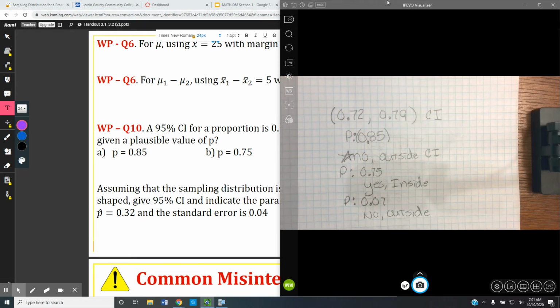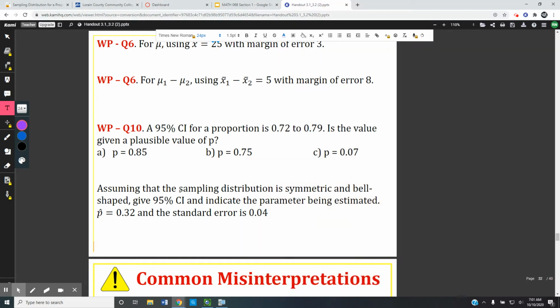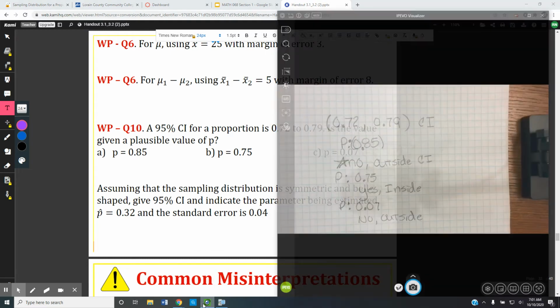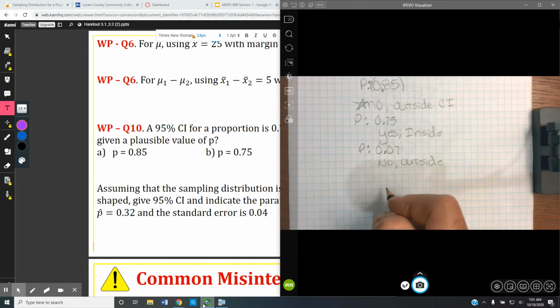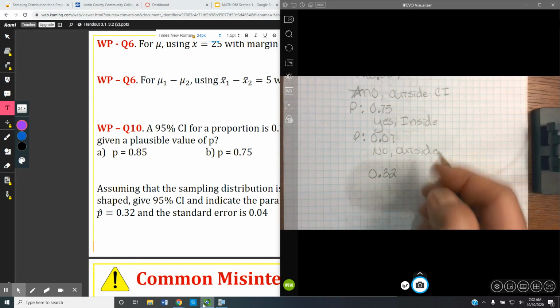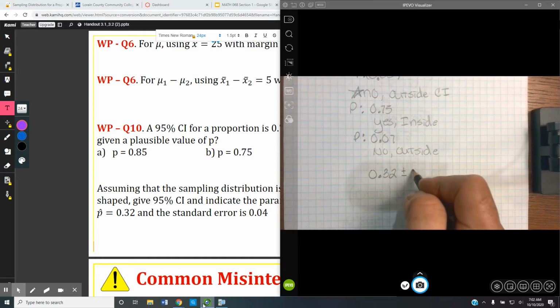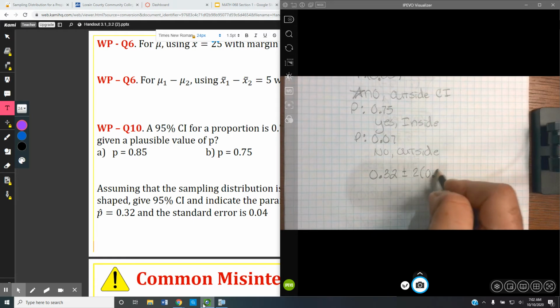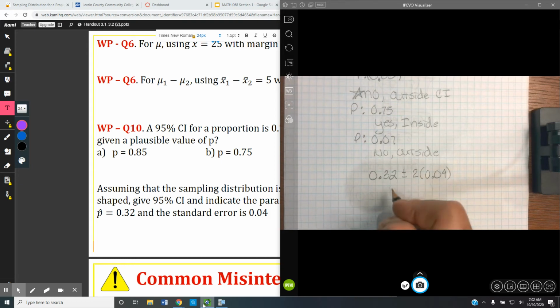So the last one here at the bottom, we're actually doing a little calculating, it looks like. Assuming that the sampling distribution is symmetrical and bell-shaped, give a 95% CI, indicating the parameter being estimated. P hat is 0.32, and the standard error is 0.04. We're going to add and subtract, it's a standard error this time, 2 times 0.04. Do that math.